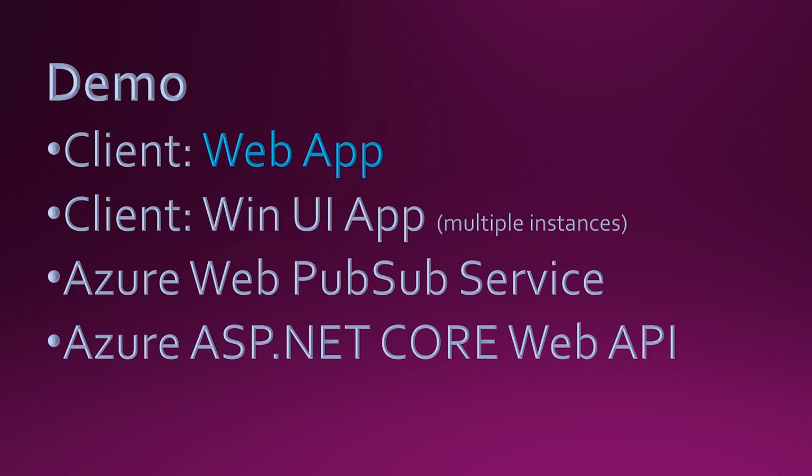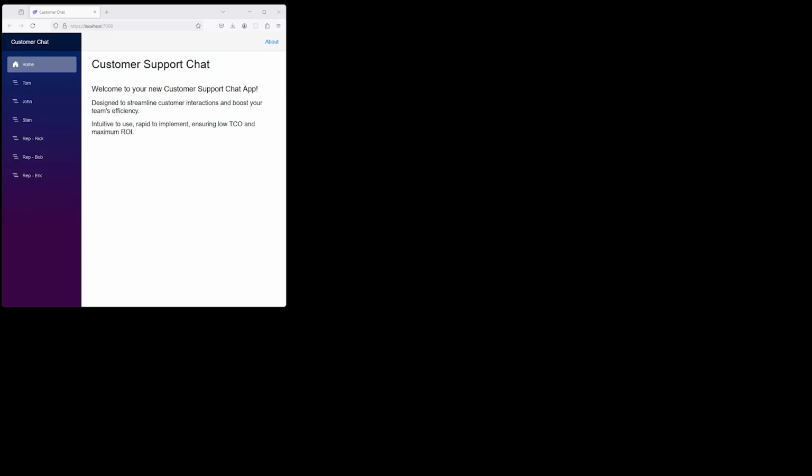Let's jump into my demo and see how all this works. Welcome to your new customer support chat application. It's designed to streamline customer interaction and boost your team's efficiency. The best part about implementing this is that I didn't have to make any changes to the backend nor the web API from my previous demos. I just implemented a web user interface with specific functionality for my 2 personas.